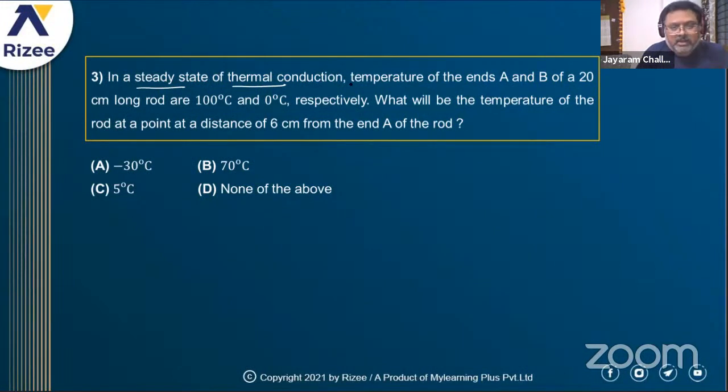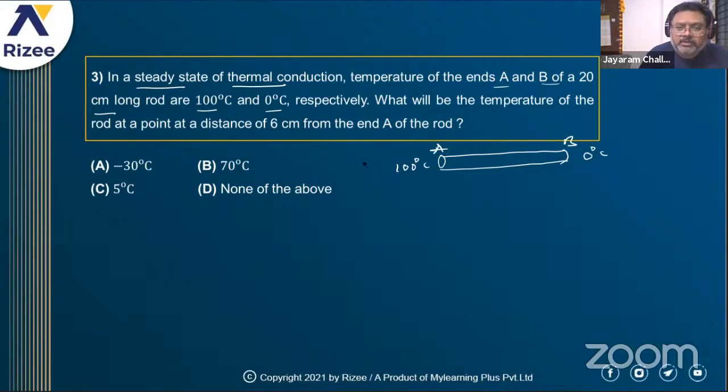Sorry. So next one, in the steady state thermal conduction. In the steady state conduction, the temperatures at the ends of the rod are given: a 20 centimeter long rod, with 100 degrees and 0 degrees. Suppose I consider this as a rod, with this as end A and this as end B. This is maintained at 100 degrees centigrade and this is maintained at 0 degrees centigrade. The total length of the rod is 20 centimeters. Now he is asking the temperature at a distance of 6 centimeters from here. Let me name this particular point C.